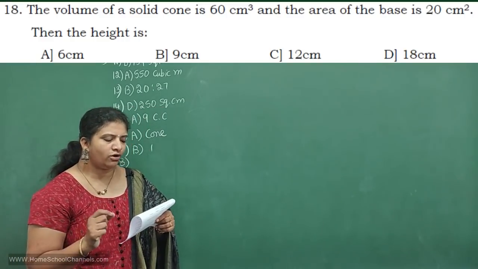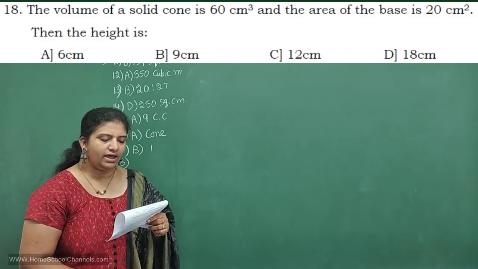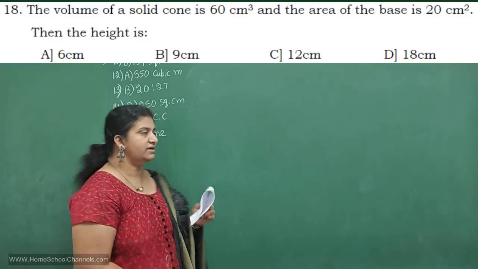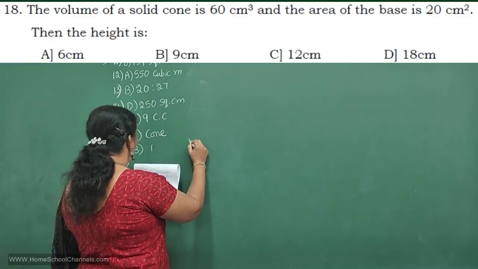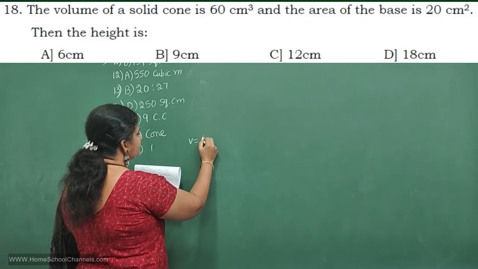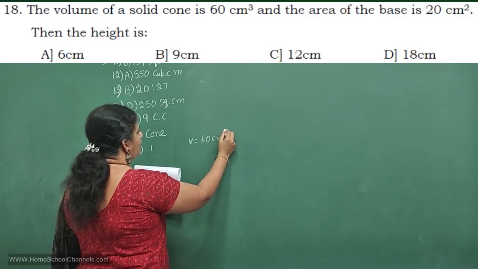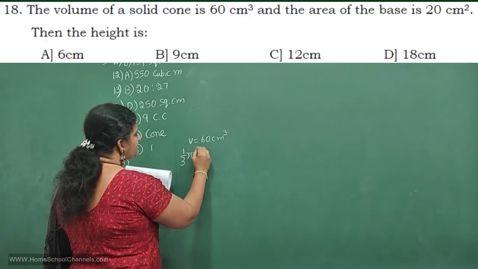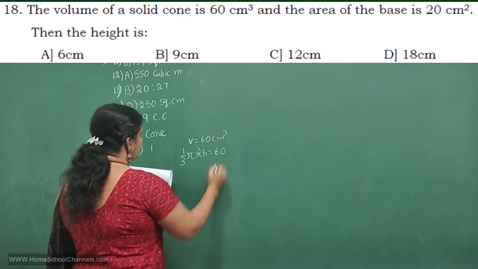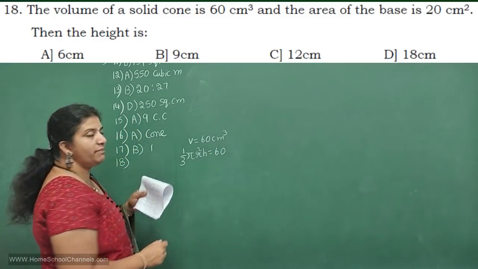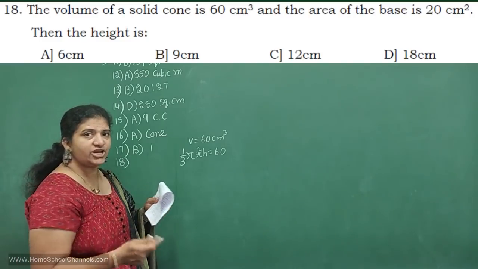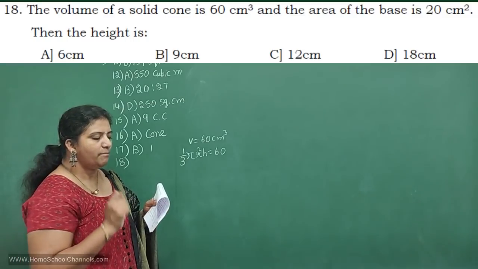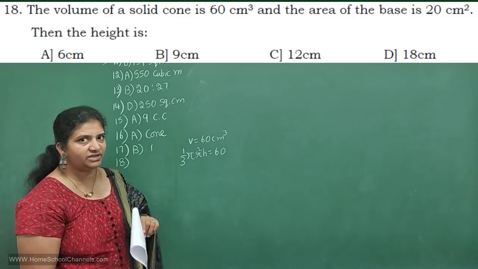18th one, the volume of a solid cone is 60 centimeter cube and the area of the base is 20 centimeter square. Then the height is. Understand here, given volume of a cone is equal to 60 centimeter cube. What is the volume of a cone formula? 1 by 3 pi r square h is equal to 60, given. And the area of the base means which shape is it? Circular shape. Area of a circle is pi r square. Pi r square value is 20 centimeter square, given.